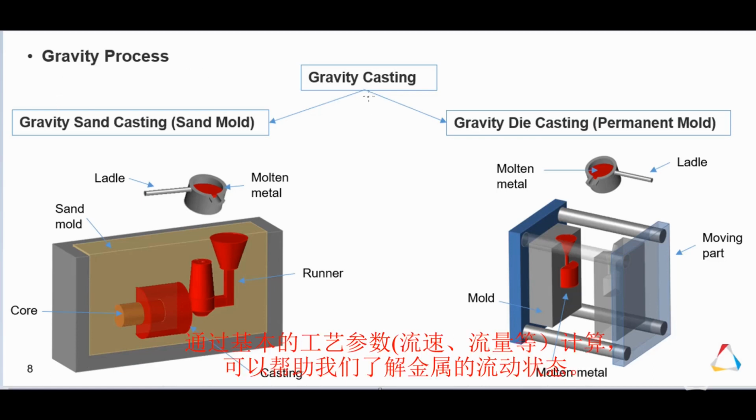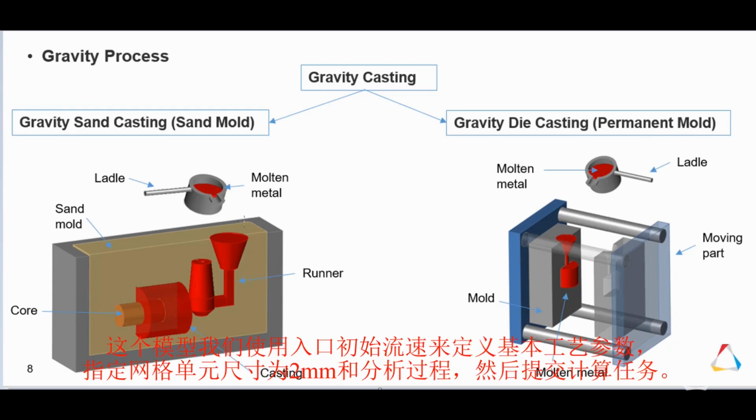Using the basic process setup, we will determine how to control the flow of material into the part. We will use an initial velocity for this part. Finally, we run our analysis. We'll run both a filling and solidification analysis with an element size of 2 millimeters.